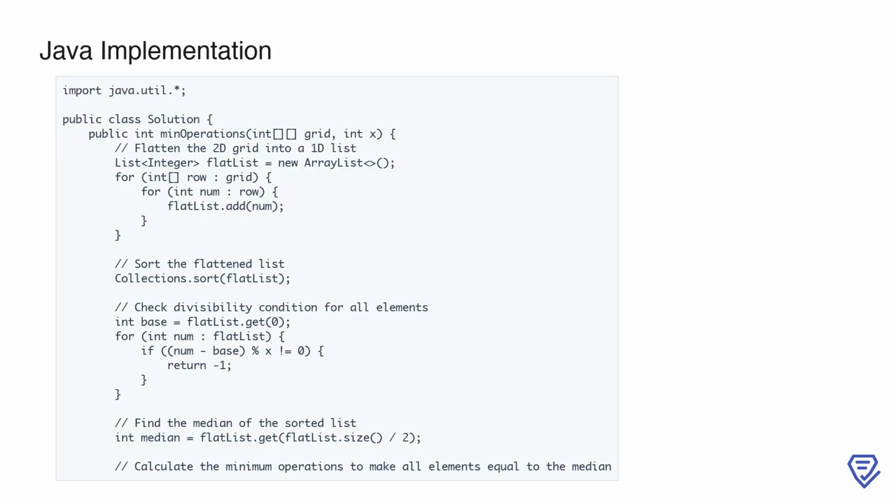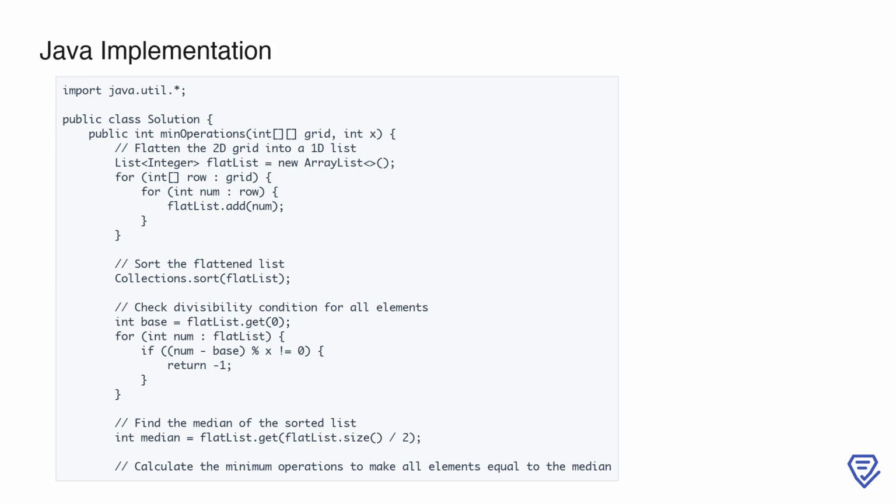Sorting is crucial because it allows us to efficiently find the median and ensures that we can process the elements in a structured manner. After sorting, we check whether all elements in the list satisfy the divisibility condition. Specifically, the difference between each element and the smallest element, base, must be divisible by x. If any value fails this condition, we know it's impossible to transform the grid into a uni-value grid, so we return -1 immediately. This check is essential to determine whether the problem has a valid solution before proceeding further.